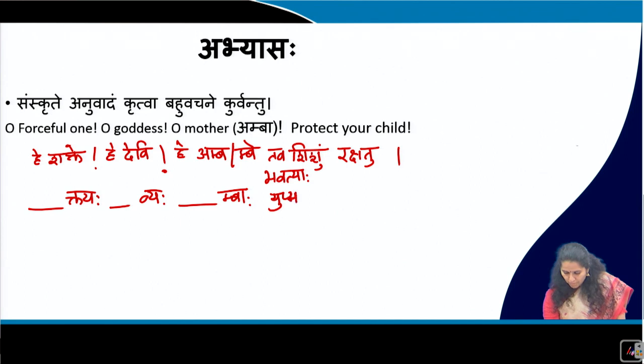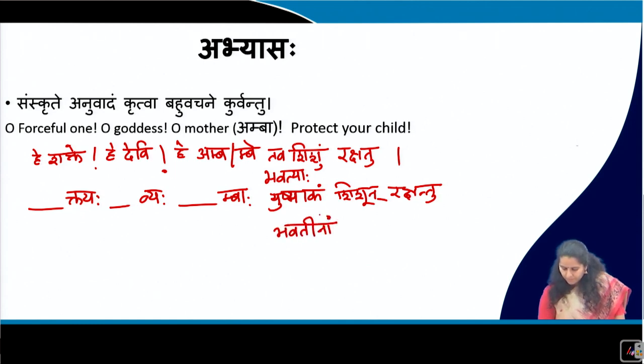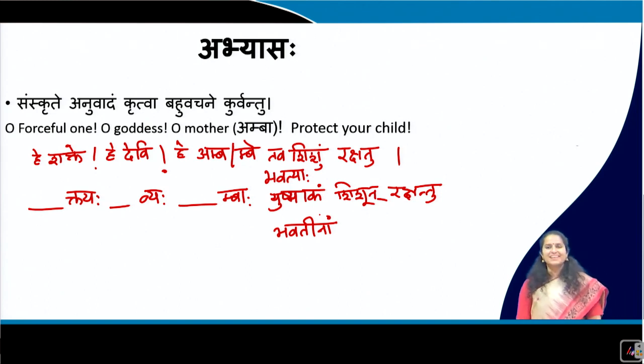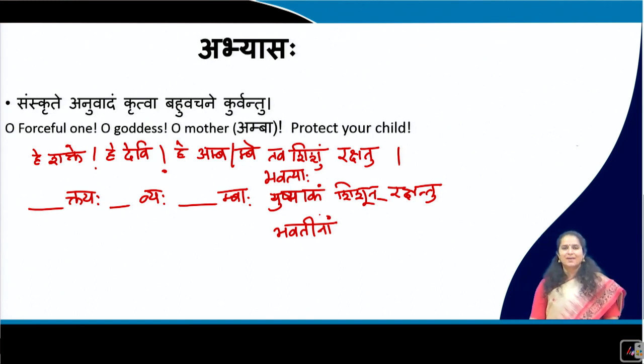Yushmakam. शिशून् रक्षन्तु or bhavatinam. Astu? Spashtam asti? So I hope this is clear now. So Shishu, I've written the Ukaranta, but you can choose many other words also there.